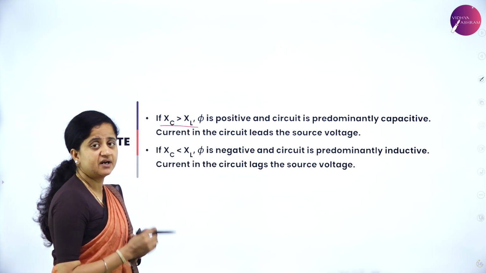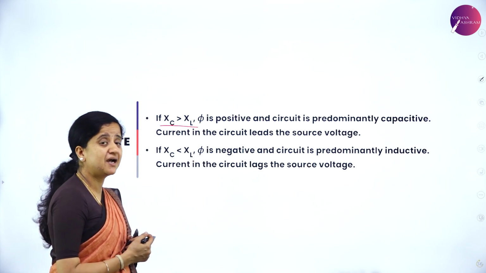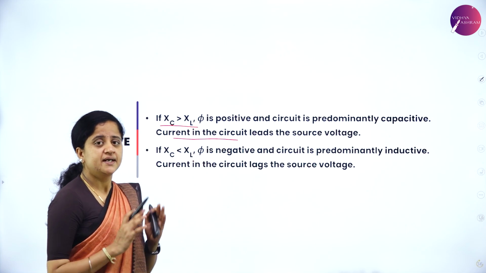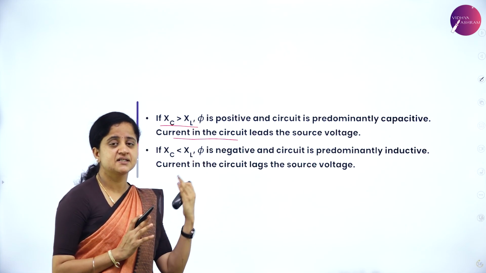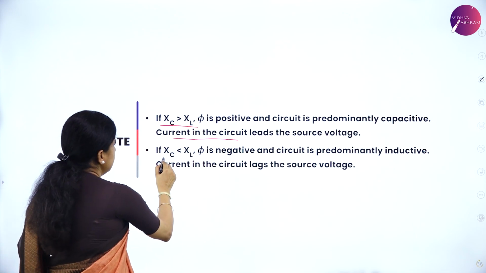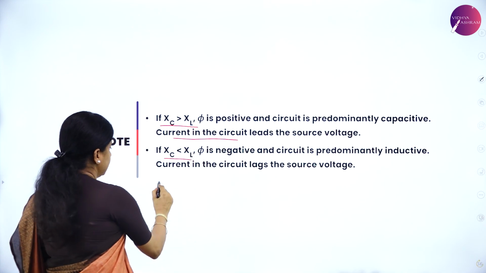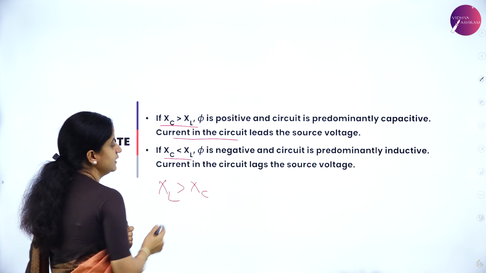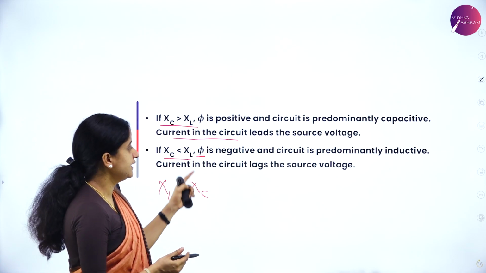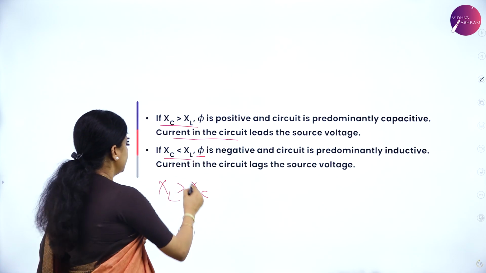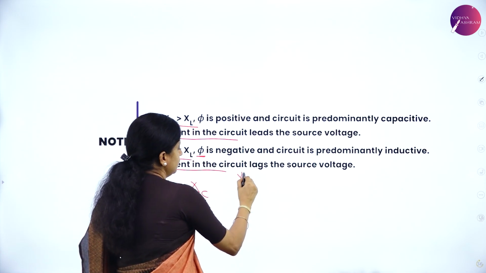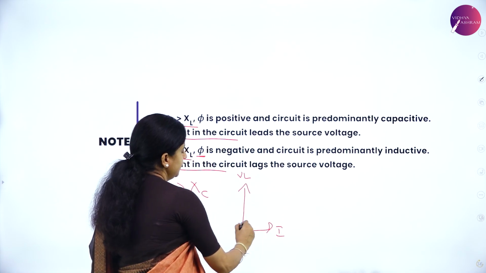Phi is positive and the circuit is predominantly capacitive. So the current in the circuit leads the source voltage, because we know in case of pure capacitive circuit, when an AC voltage is applied, current always leads the voltage. So if XC is less than XL or XL is greater than XC, then phi, the phase angle, is negative and the circuit is predominantly inductive, where the current in the circuit lags the source voltage, because we know in case of inductive circuit, voltage leads the current by 90 degrees.